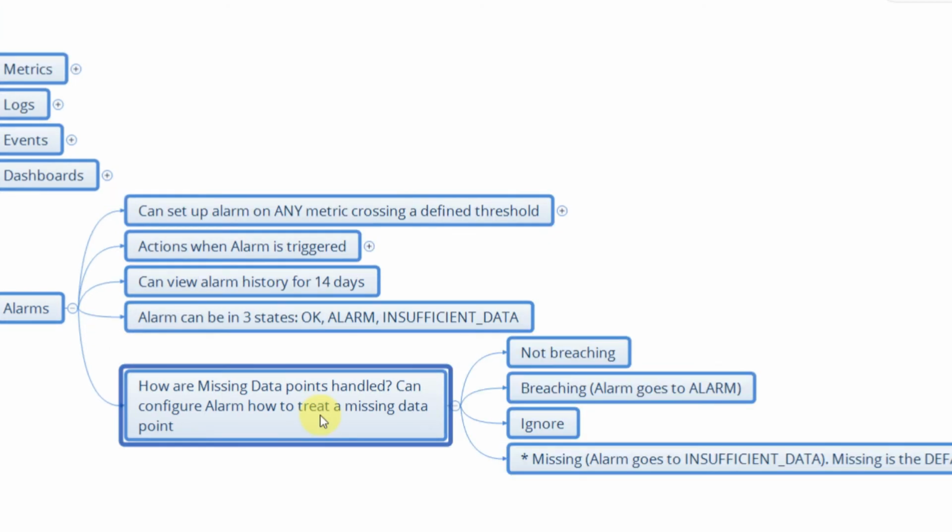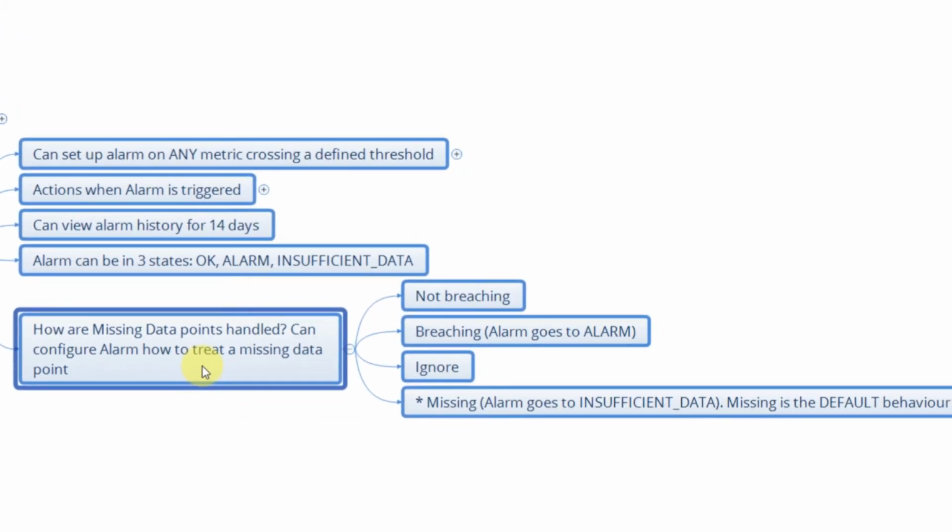So in reality, a metric at a certain point of time may not make it to CloudWatch due to network glitches. So when a data point is missing in an interval, how is that handled? You can configure the alarm and define how to treat a missing data point. If you don't configure it, the default is that it's treated as missing and the alarm goes to insufficient data state. But you can also indicate a different way to treat missing data.